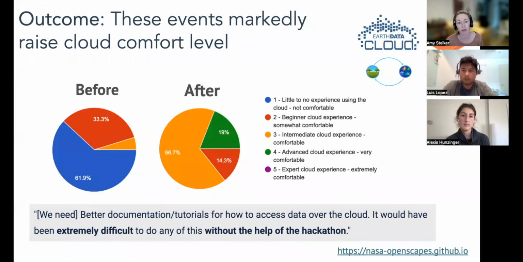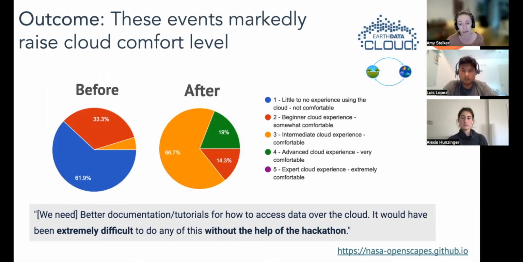Moving into outcomes, we surveyed the participants of each of these events, and we asked a lot of the same questions, which was really helpful to see what themes emerged across those events. And I think this plot here really speaks volumes as far as how much the cloud comfort level increased after this event compared to before.